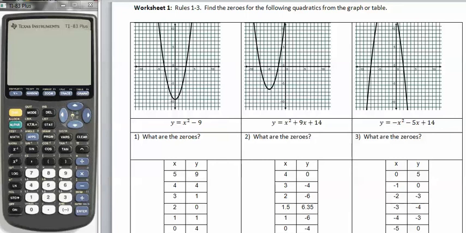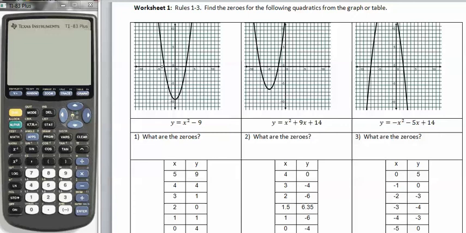On worksheet 1, we're looking for the places where y equals 0. We call these zeros of the equation, and as you'll see as we go on in this unit, we use this to find the solutions to quadratic equations. So just know for now that this is an important point to learn. It's when y equals 0. We call them the zeros or the solutions to the quadratic equations.